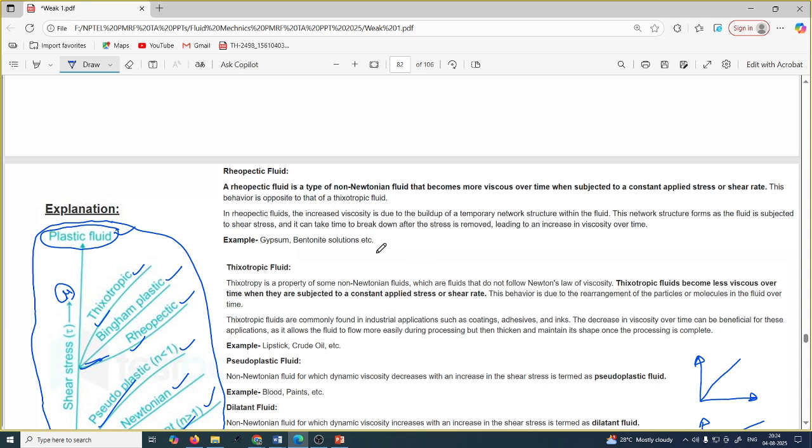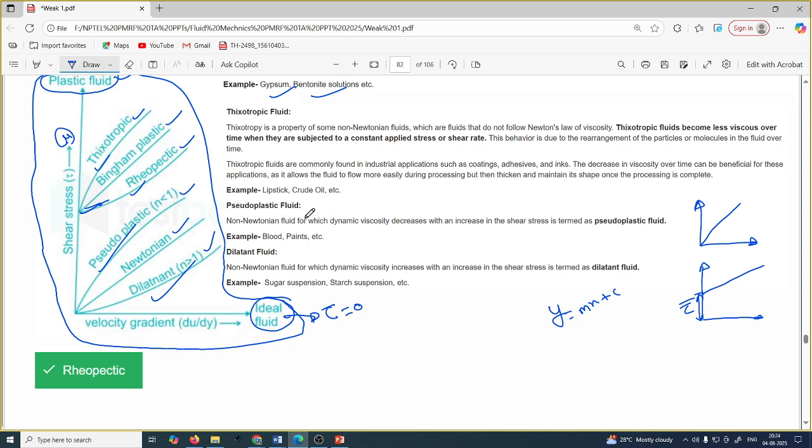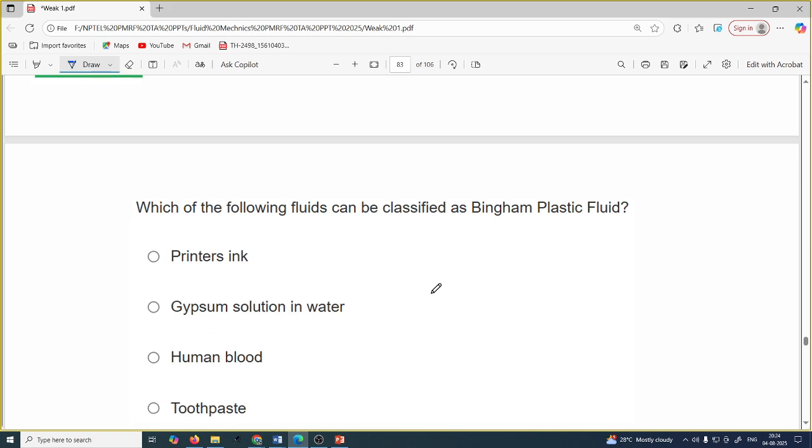As examples, you can see gypsum and bentonite solutions for thixotropic, crude oil and lipstick for pseudoplastic, blood and paints for pseudoplastic fluid, and sugar suspension and starch suspension for dilatant fluid, etc. So remember these little bit theoretical points.